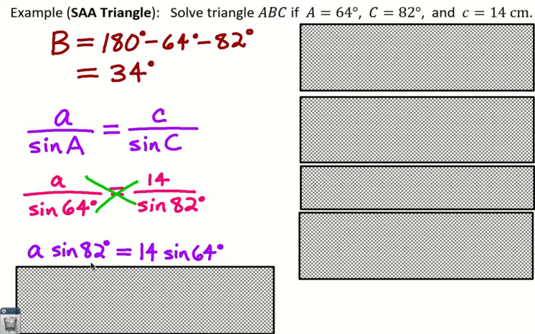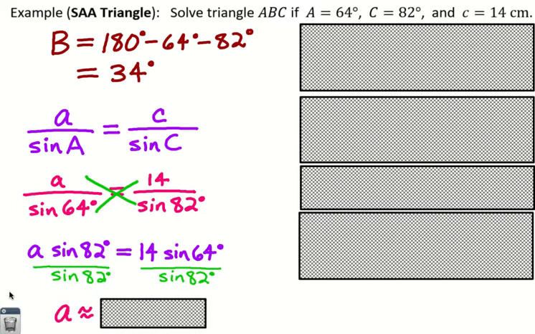And what do you think the next thing you should do is to solve for A? Well, that would be dividing both sides by the sine of 82. And something I want to definitely mention, yes, that's a trash can.